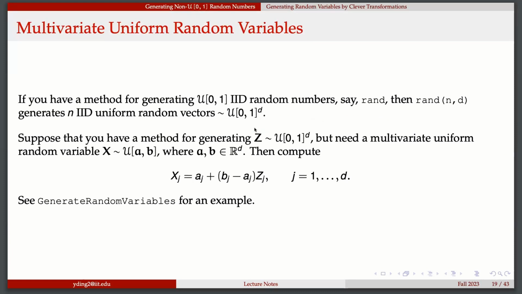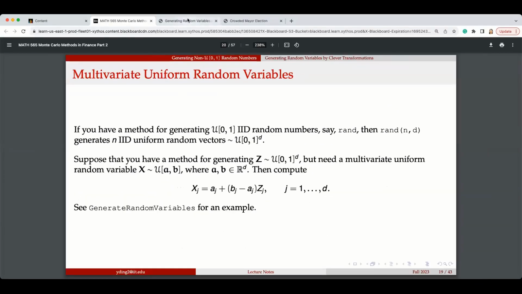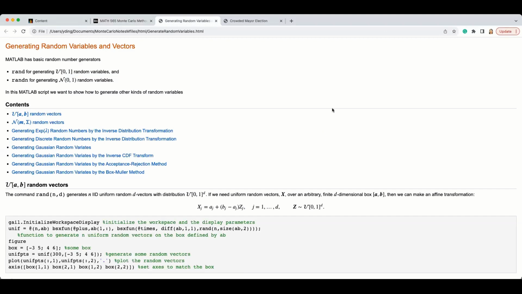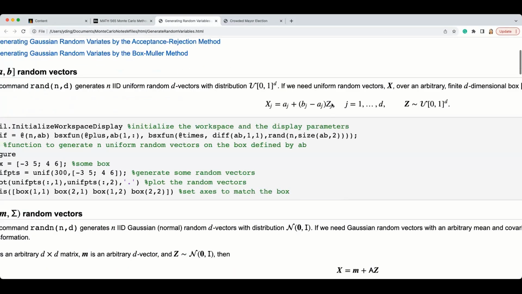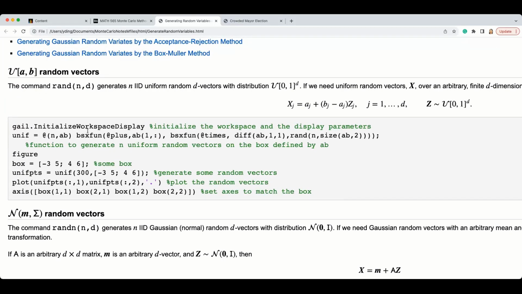So the simple one is the multivariate uniform random variables. For the high dimensional case, of course, you just change the dimension. D is the dimension, N is the number of vectors you want to generate. If it follows the uniform distribution with vectors A and B, then of course it's not so hard to generate that. So this is the idea. Then how can we implement it in MATLAB? So let's see this one. It's not so complicated.